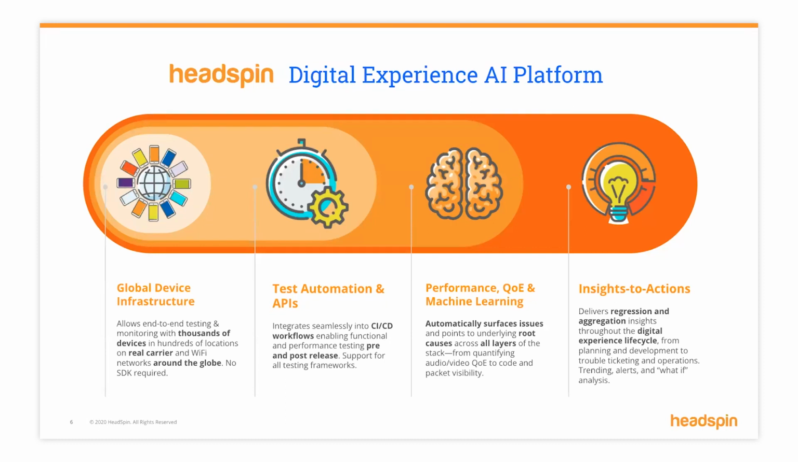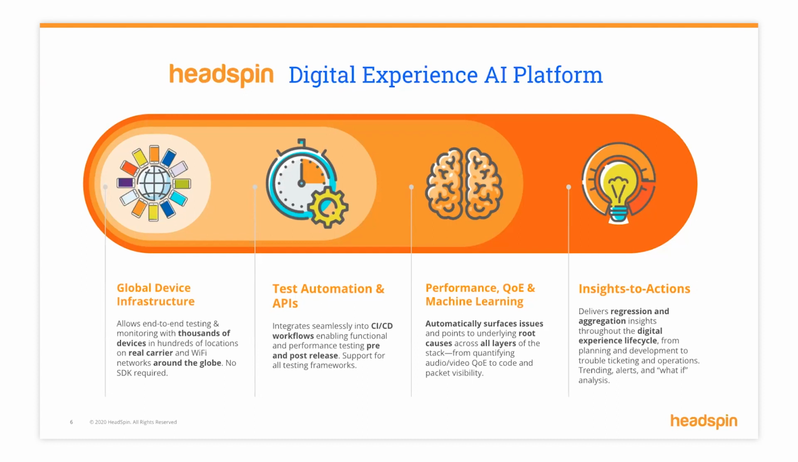And so as you can see here, our platform can be broken down into 4 pillars. The first on the left is our global device infrastructure, through which you'll be able to access hundreds of real devices to test and monitor your customer experiences end to end on actual carrier and Wi-Fi networks. And we currently have a presence in over 50 countries and 100 different locations.